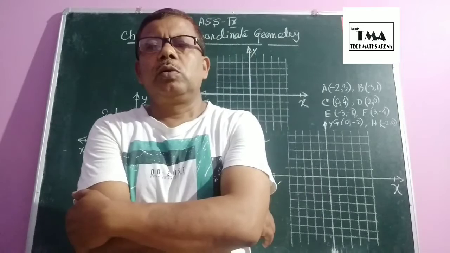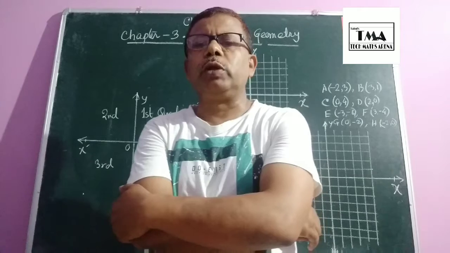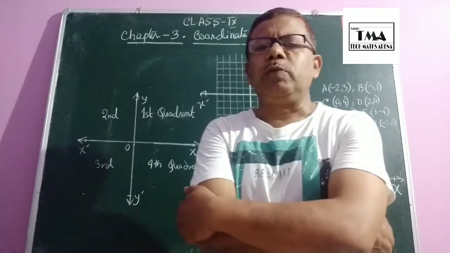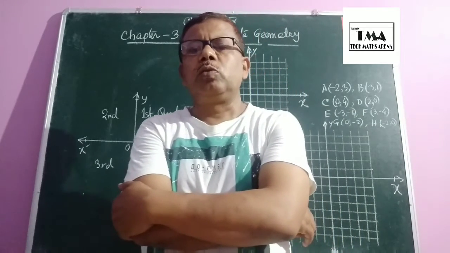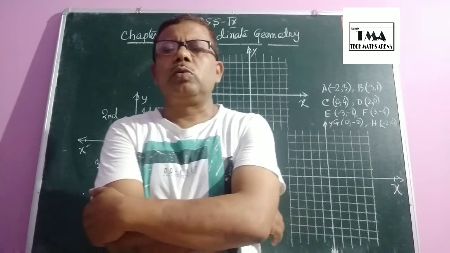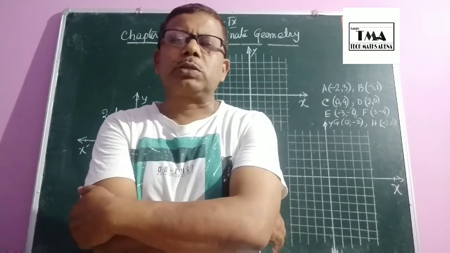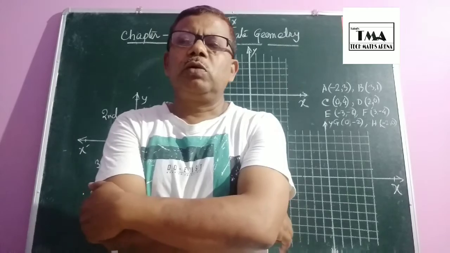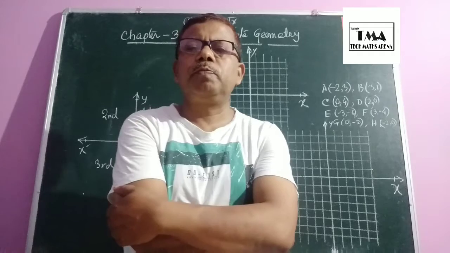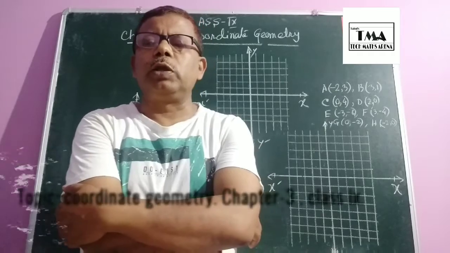Today we are going to discuss the fourth chapter of class 9, that is coordinate geometry. In coordinate geometry we define a point in a plane with respect to mutually perpendicular lines. We know the French mathematician René Descartes first used algebra in the study of geometry, and this branch of mathematics is called coordinate geometry.